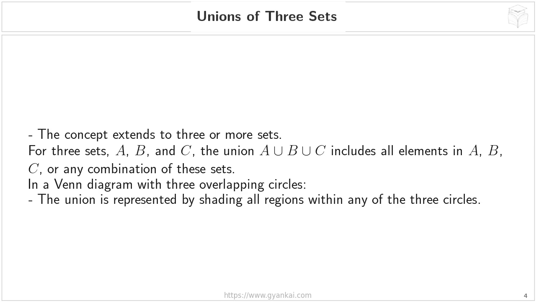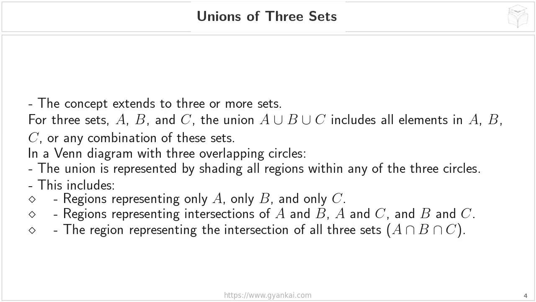Instead of 2 circles, we now have 3 overlapping circles, each representing one of our sets, A, B, and C. To represent the union, A union B union C, in the Venn diagram, we shade all the regions within any of the 3 circles. This is really important. Let's break down what those regions are. First, there are the regions that represent only A, only B, and only C, the parts of each circle that don't overlap with any other.